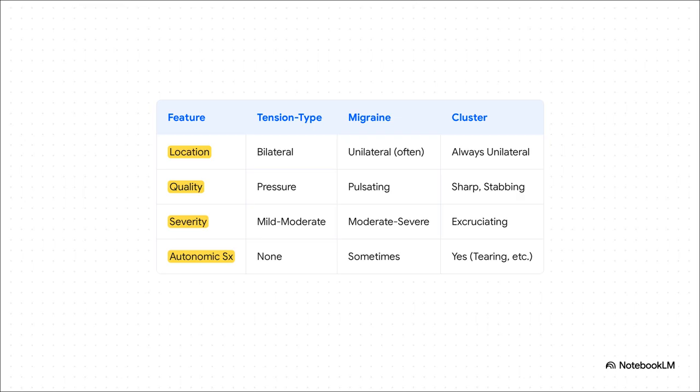This table just lays it all out so clearly. You can see the distinct profiles of these three syndromes: the location, the quality, the severity, the presence of those autonomic signs. These are your diagnostic fingerprints. Seriously, commit these key differences to memory. Pause here if you need to, and you'll be well on your way to a rapid and accurate diagnosis.